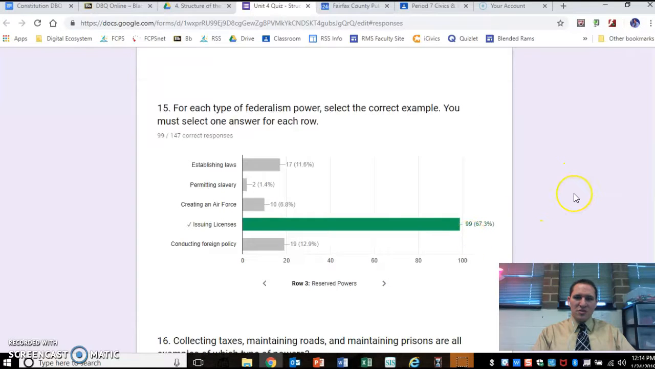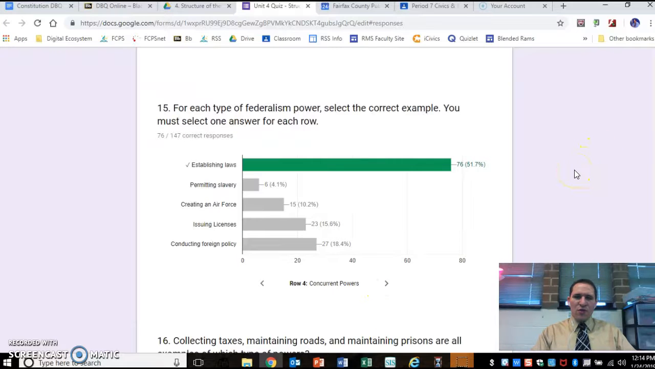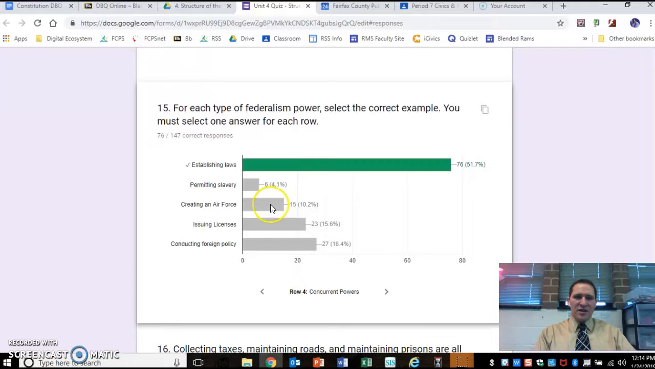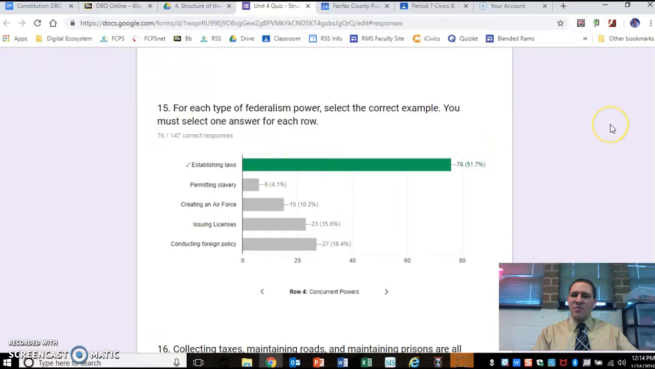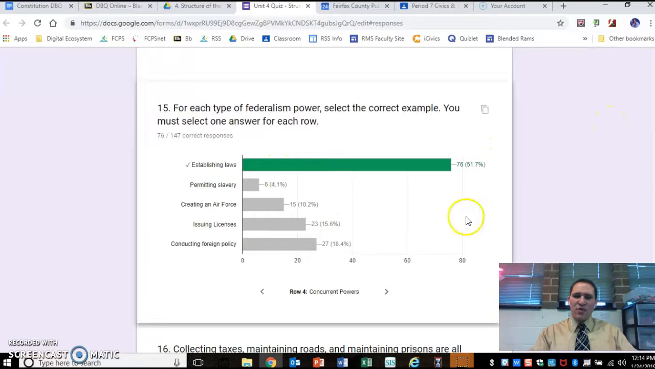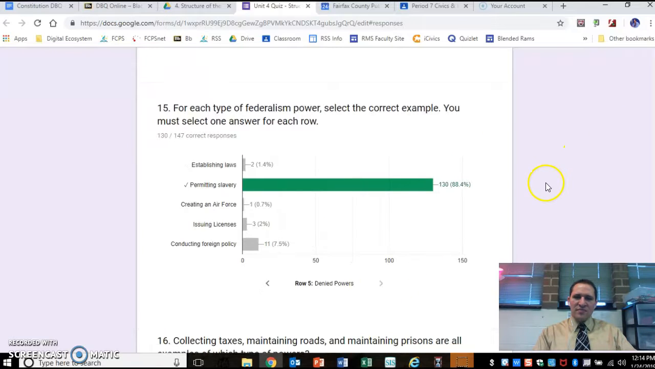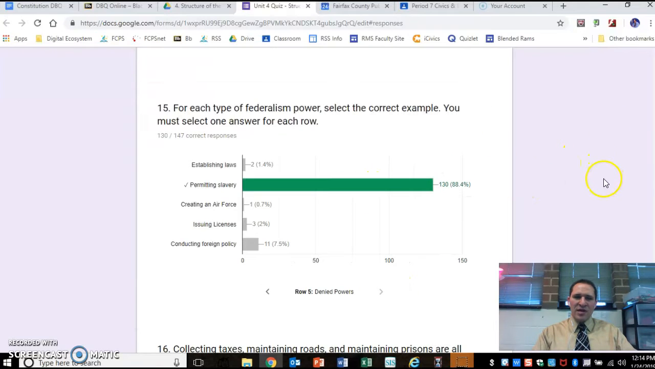Licenses. Most of you got this one right. Two-thirds of you. This is the question that tripped up most of you. It was number 15. Licenses. Every state has different driver's licenses. Every state has different rules when it comes to that. Fourth row. Establishing laws is concurrent. And a lot of you put foreign policy, only the national government can do that. Licenses, every state is different. Something that the national government and state government do together is they enforce laws and establish laws. And then denied powers, most of you got that one right, with permitting slavery.